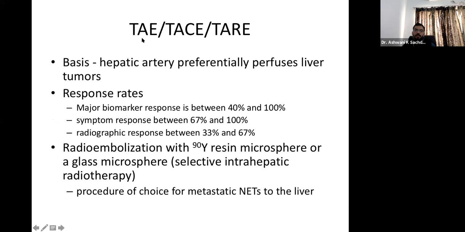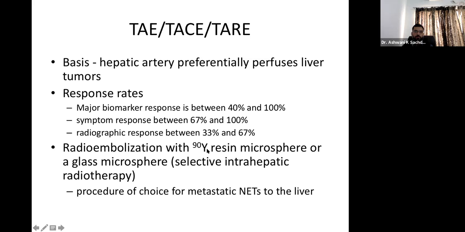Another is transarterial embolization, chemoembolization, or radioembolization. The basis for this embolization is that the hepatic artery supplies the liver tumors, in comparison to the normal liver, which is mainly supplied by the portal vein. Metastases are mainly supplied by the hepatic artery. In response to transarterial embolization, a major biochemical response is seen in 40 to 100%, symptom response in 67 to 100%, and radiographic response in 33 to 66% of the patients.